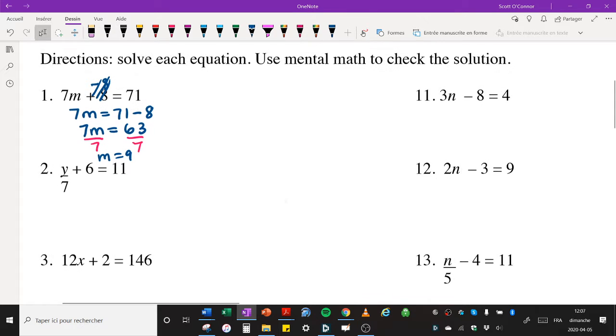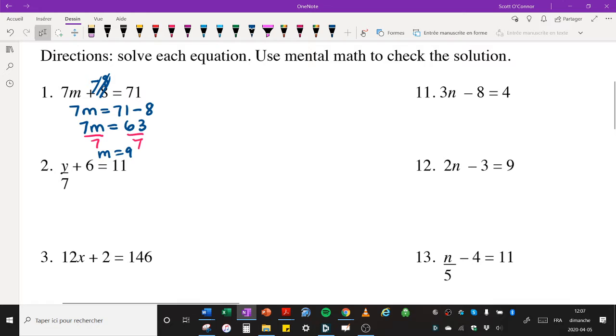All right, question number 2. In question number 2, I have plus 6 in the way and divide by 7 in the way of getting y by itself. When I say those things are in the way, they are on the same side of the equation. They're both on the left-hand side of the equation. Remember, I get rid of addition or subtraction first, so I'm going to get rid of plus 6 first. How do I get rid of plus 6? I subtract 6 from both sides. So I get y over 7 equals 11 subtract 6. All right, and then y over 7 is equal to 5, because 11 minus 6 is 5.